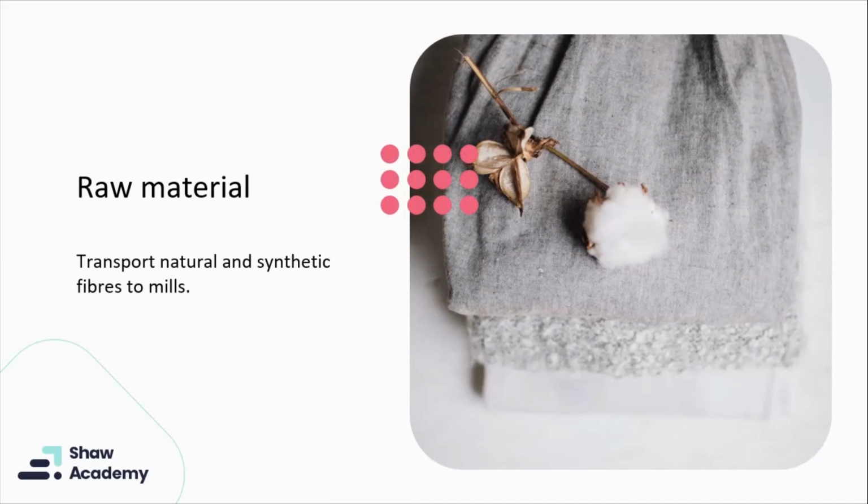For natural fibers, farmers transport these fibers to mills to transform the raw natural material or fibers into yarns. For synthetic fibers, the raw materials, which are either oil or plant-based, are turned into fibers at chemical fiber mills. These fibers are then transported to mills to transform the fibers into yarn.